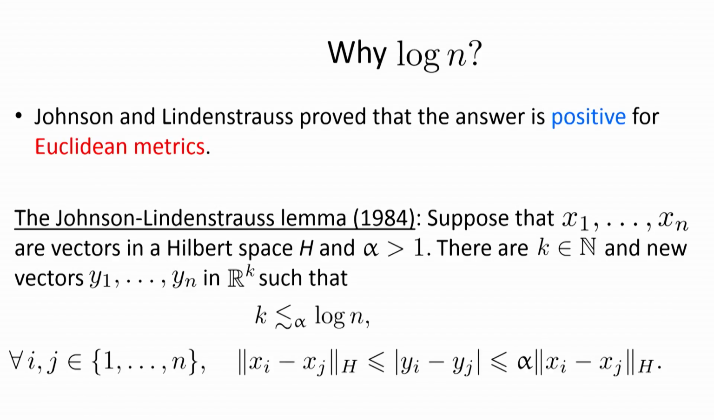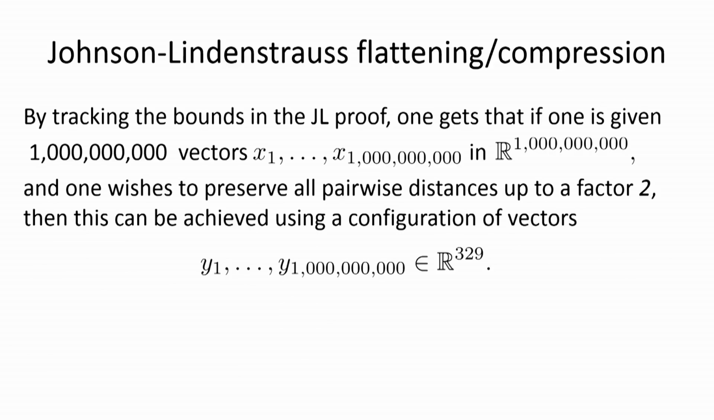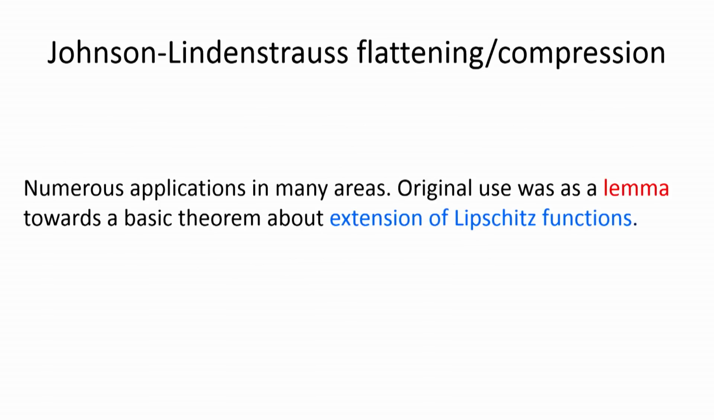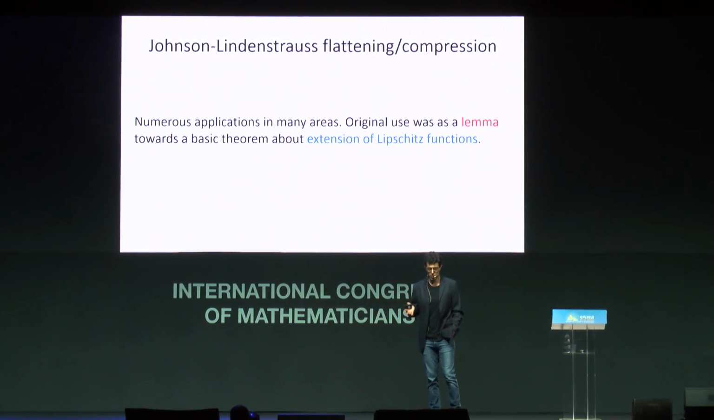So this is called the Johnson-Lindenstrauss lemma. The slide that I showed before amounts to going carefully over their proof and seeing what numbers it gives. But this is really significant compression of data, from vectors of length 1 billion to vectors of length roughly 300. This has numerous applications, both in pure and in applied mathematics. It's called the Johnson-Lindenstrauss lemma, not the theorem, because within their paper it wasn't the goal of the paper. It was a lemma towards some theorem in pure mathematics.